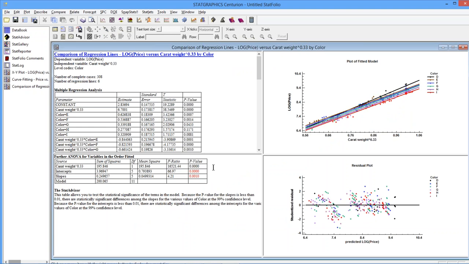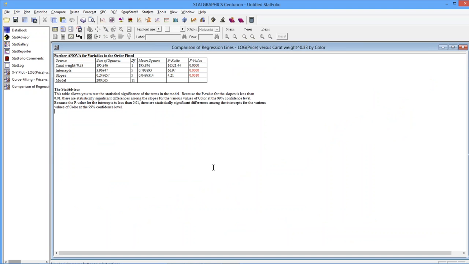Okay, now, in order to figure out whether that would be a good thing to do, I'm going to come over here and look at what's called the further analysis of variance. The further analysis of variance has 3 lines in it. It has a line for the cube root of caret weight, a line for intercepts, and a line for slopes. Small p-values are going to indicate significance. So there's a small p-value for caret weight. It clearly has a significant impact on price.